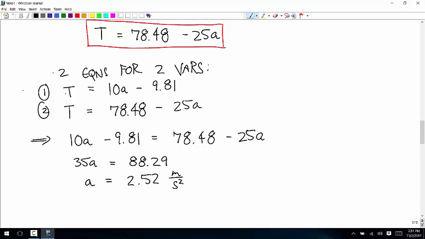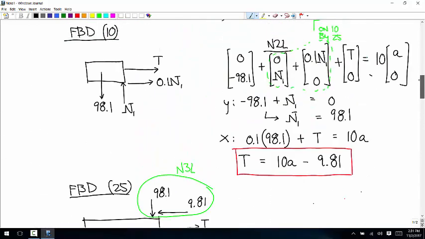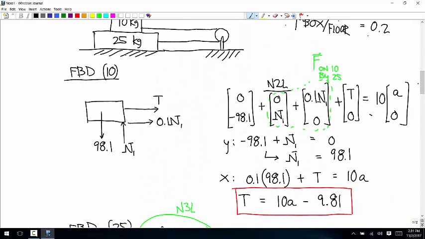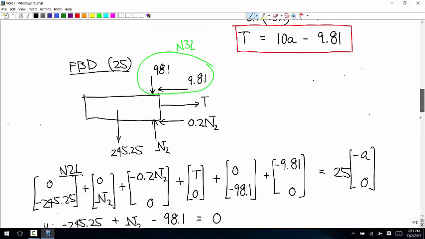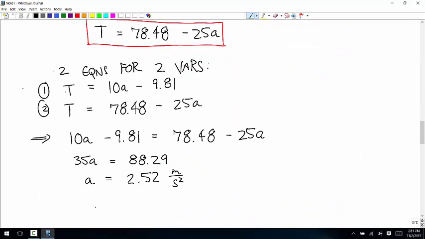And we're looking for the acceleration of the 10 kilogram box. And so the acceleration vector, the way we represented the acceleration of the 10 kilogram box was a, 0. So that's what we plugged this value into. And the acceleration vector of the 10 kilogram box is positive 2.52, 0. Or in other words, 2.52 meters per second squared in the positive x direction, so this way.